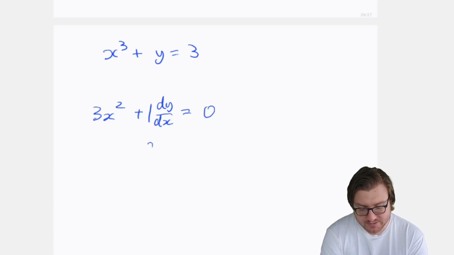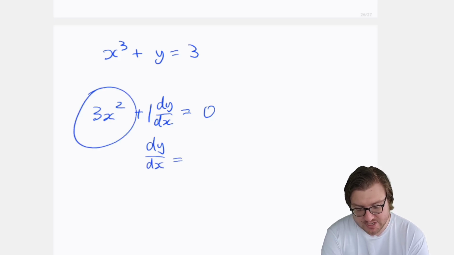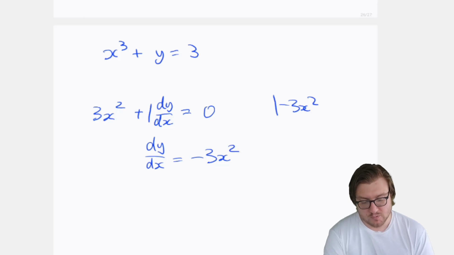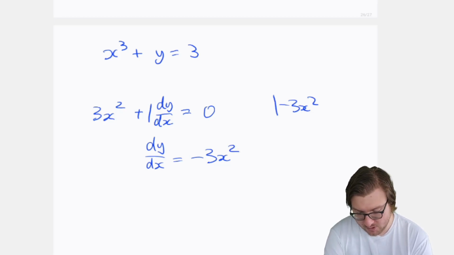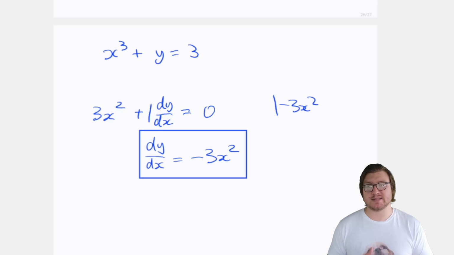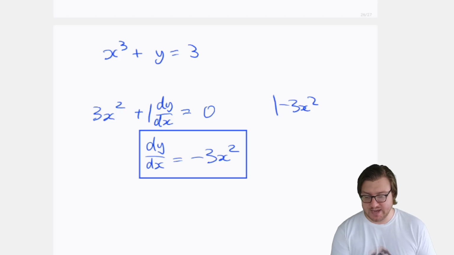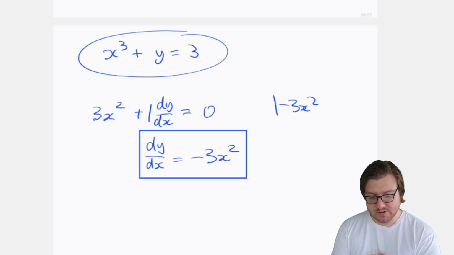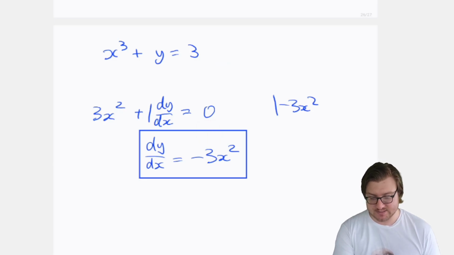So simplifying this will give us dy by dx, and moving 3x squared to the other side by doing minus 3x squared on both sides will give us a formula for dy by dx. And now we note this is only in terms of x. This formula can be in terms of x and y, just like our original function that we had implicitly defined as.